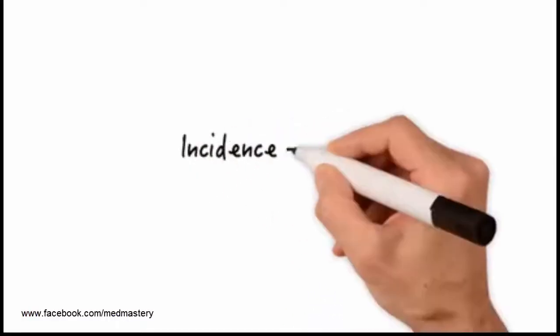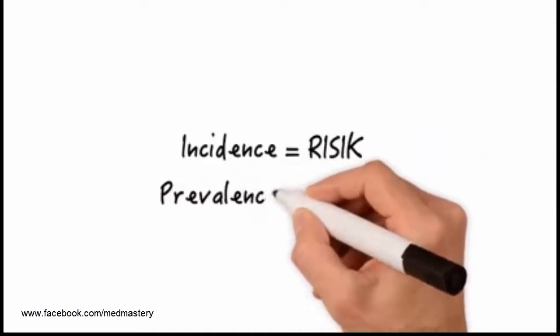Hey everyone, this video is about incidence and prevalence. It's absolutely crucial to understand what incidence and prevalence are and what the difference between the two is. Incidence is a measure of disease risk, whereas prevalence measures disease burden.